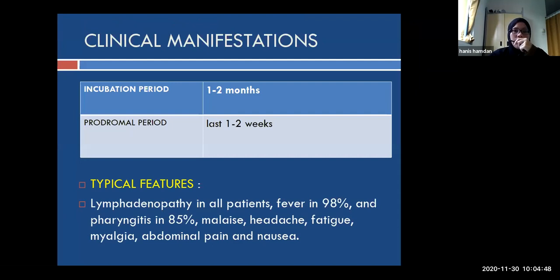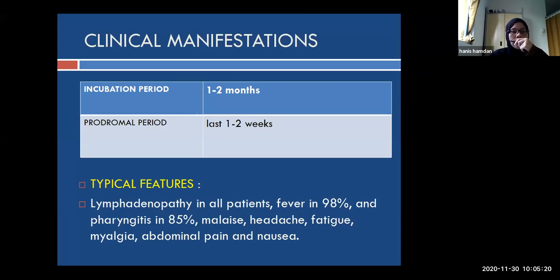Next is clinical manifestation. The incubation period for infectious mononucleosis is 1 to 2 months. The prodromal period lasts for about 1 to 2 weeks and occurs after the incubation period. During this phase, the pathogen will continue to multiply and the host will begin to experience signs and symptoms, typically due to the activation of the immune system.